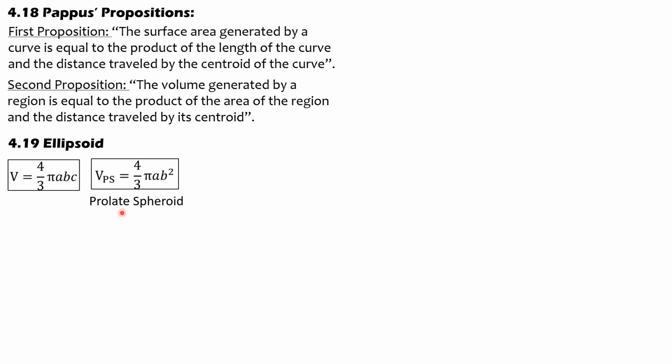So the shape is like an egg. Then for when the semi-ellipse, including the major axis, is revolved about the minor axis, it is called an oblate spheroid. In that case, A is equal to C or C is equal to A. So the volume becomes 4/3 pi A square B or B A square. So it is A that is squared because A equals C. And remember, the semi-ellipse is revolved about the minor axis.